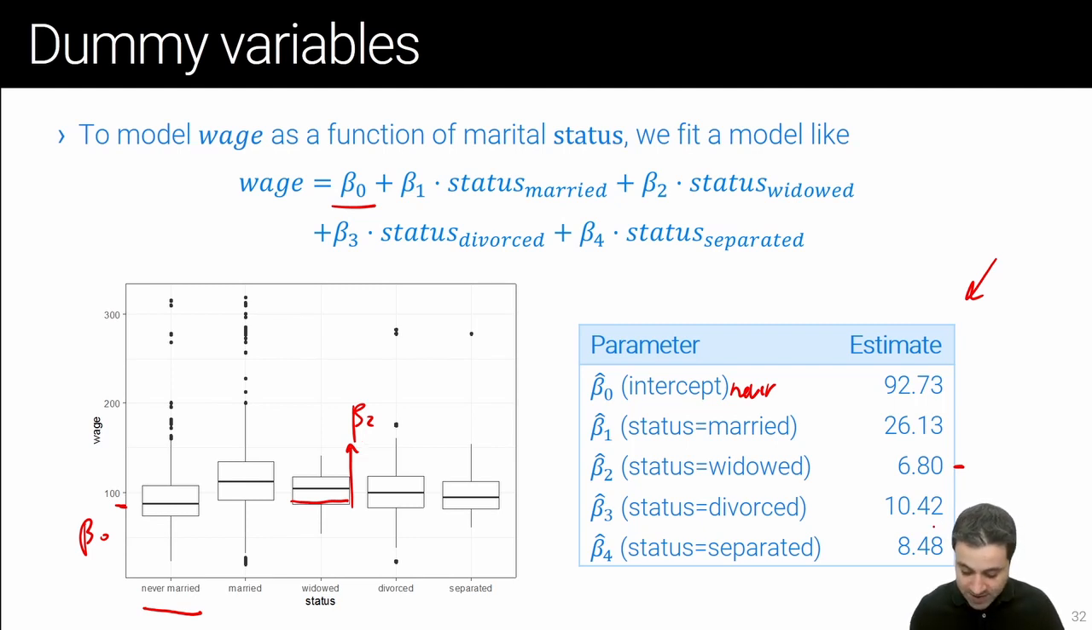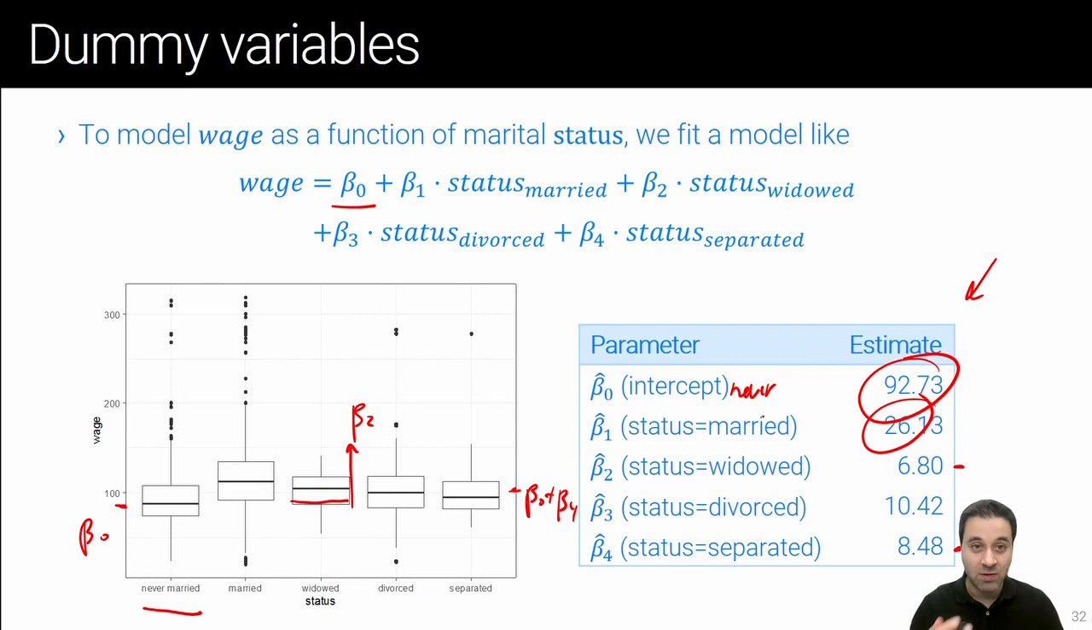What about separated? We see that there is a positive deviation of about 8.5. So we would take beta 0 plus beta 4 in order to get the estimate for separated, which would be around here, beta 0 plus beta 4. And so again, we have beta 0 corresponding to the average for one specific level of the categorical predictor, in this case never married, and then all the other coefficients have to be interpreted as deviations from that common intercept. So it's not that the average salary of a married person is 26. It's 26 plus 93.